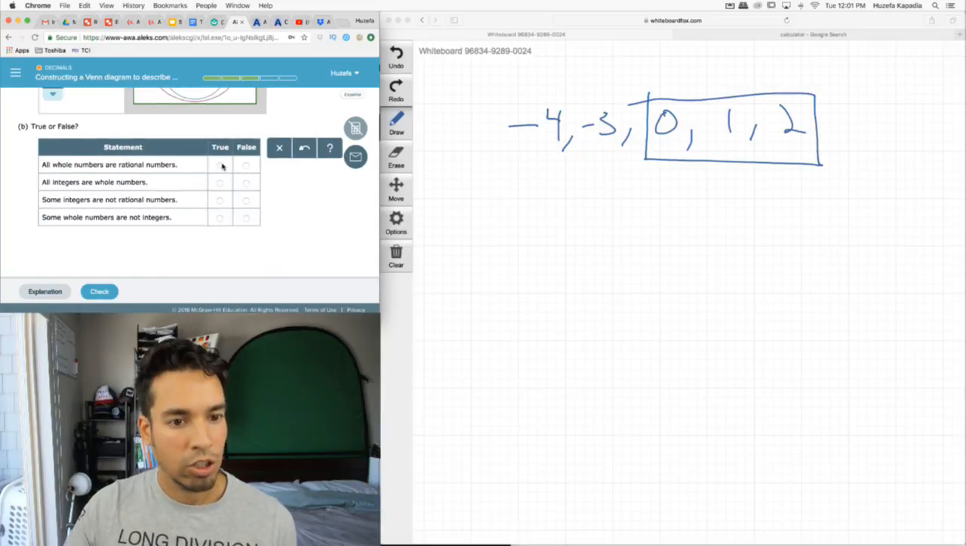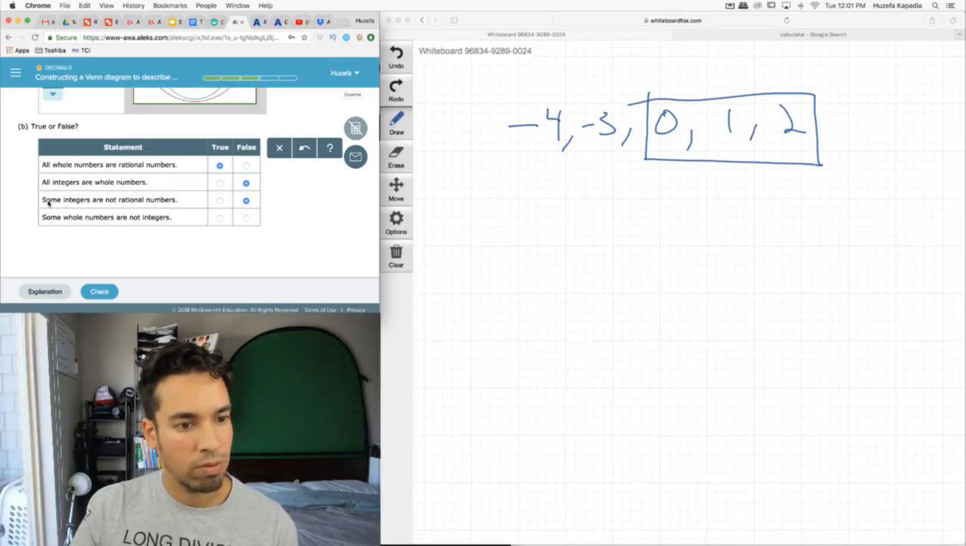All whole numbers are rational. Yes. All integers are whole numbers. False. Negatives that are integers are not whole numbers. Some integers are not rational. False. All integers are rational. Some whole numbers are not integers. False. All whole numbers are integers.